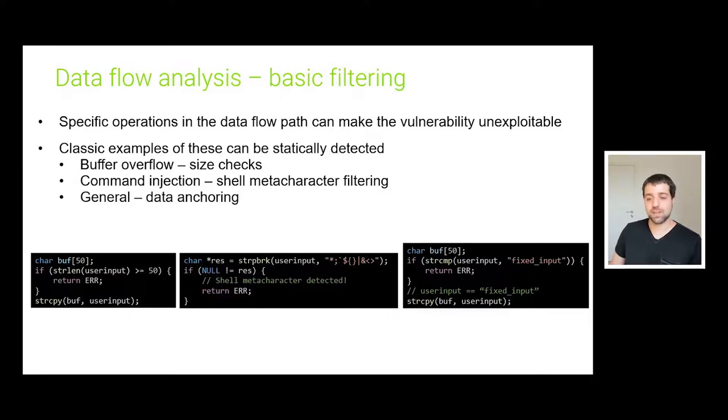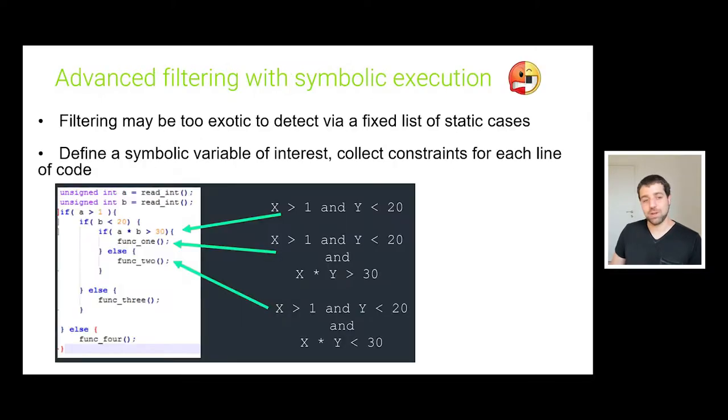So all of these things can be detected statically. Obviously, you have to take care of many cases. Not a ton of cases, but quite a number of cases. But it is quite possible to detect this statically and to reach critical mass where you're handling all the common cases. So this is for basic filtering, but what about advanced filtering and advanced conditions?